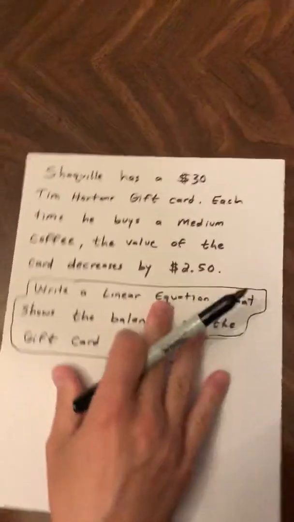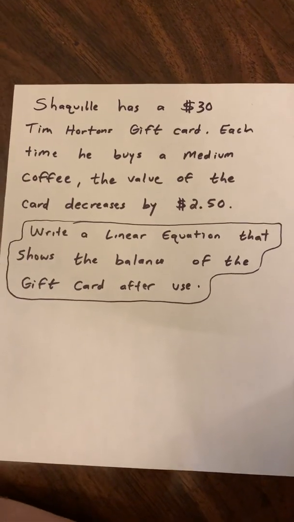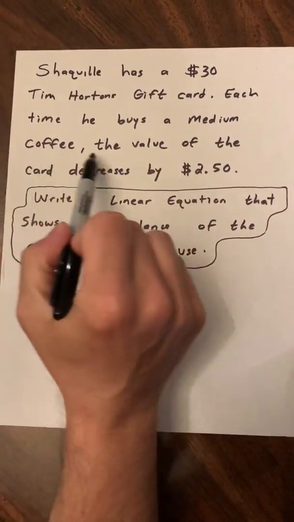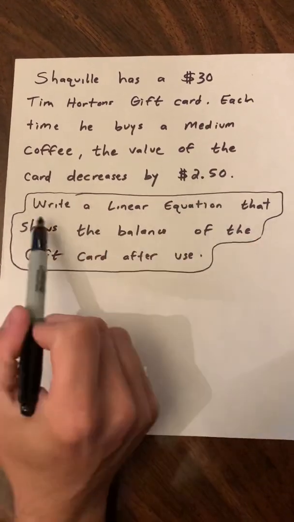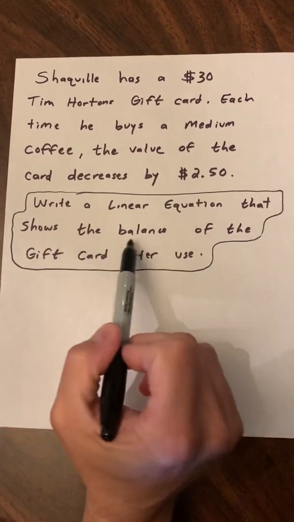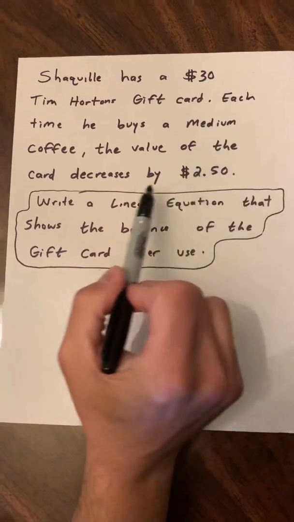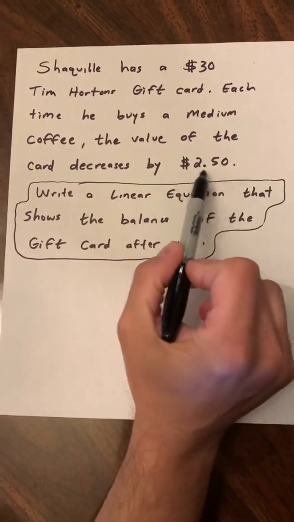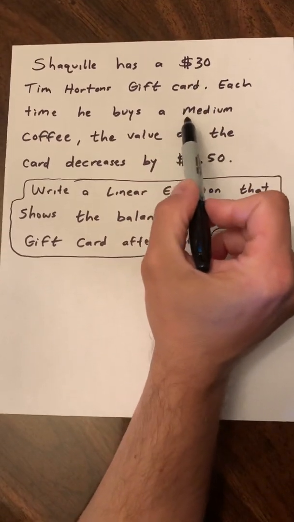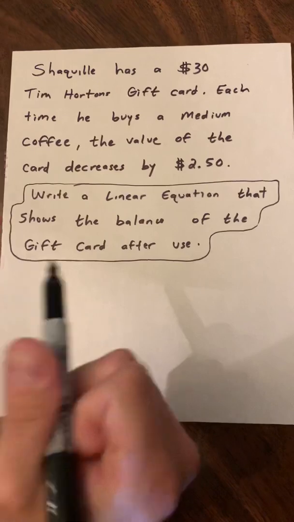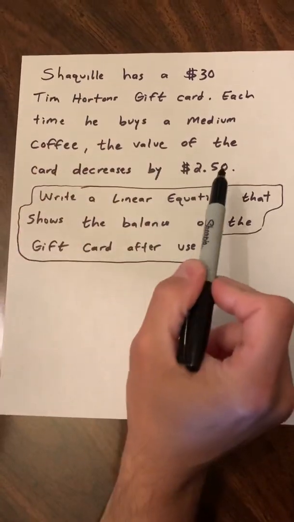Let's look at another word problem. Shaquille has a $30 Tim Hortons gift card. Each time he buys a medium coffee, the value of the card decreases by $2.50. Again, we're going to write a linear equation to show the balance of the gift card after its use. If it starts at 30 and the card decreases by $2.50, obviously this number is going to get smaller and smaller each time Shaquille purchases a medium coffee. So the balance of the card depends on how many coffees Shaquille decides to buy.